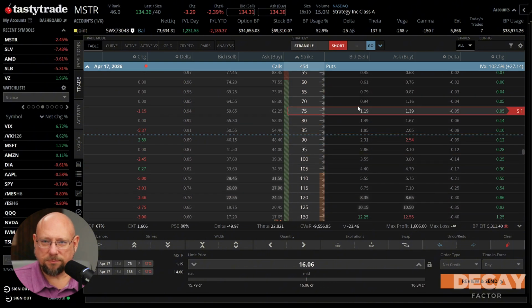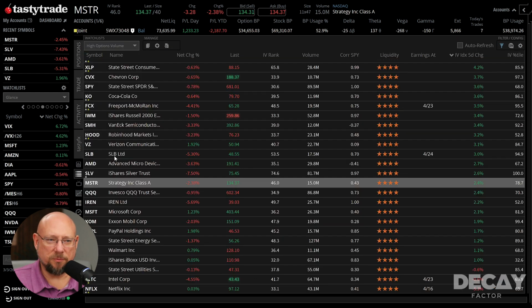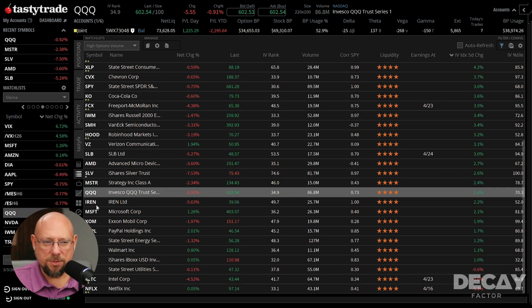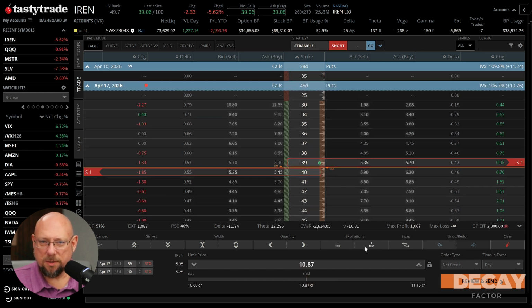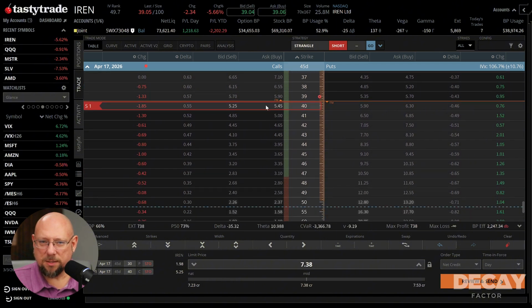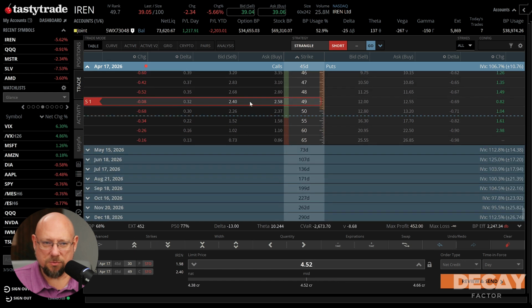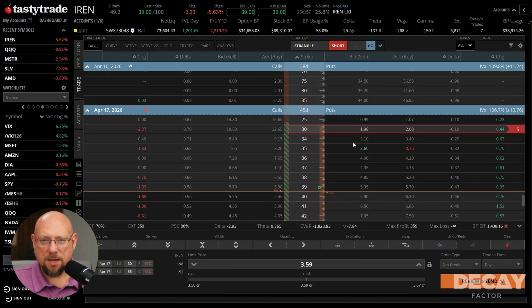MSTR is a big no for me. The Qs is a no. IREN. Wow. Traded this a lot earlier in the year. Haven't traded it in a bit. We got the 20 delta and the 22 delta. It's not bad. 359 in credit with buying power effect of 1438, pop of 70, P50 of 79. Kind of liking this one.